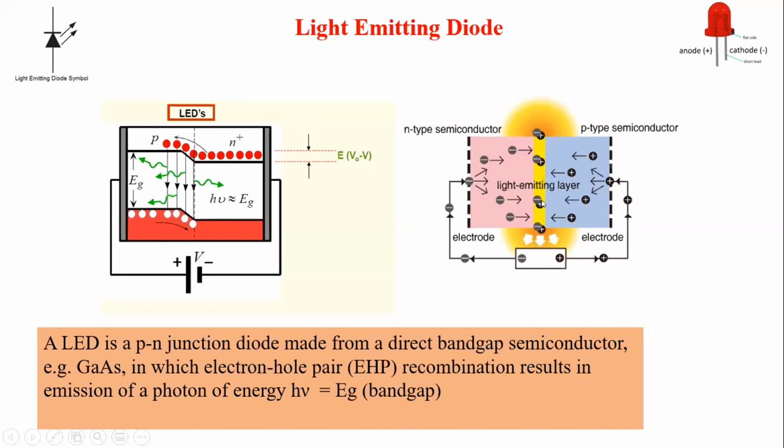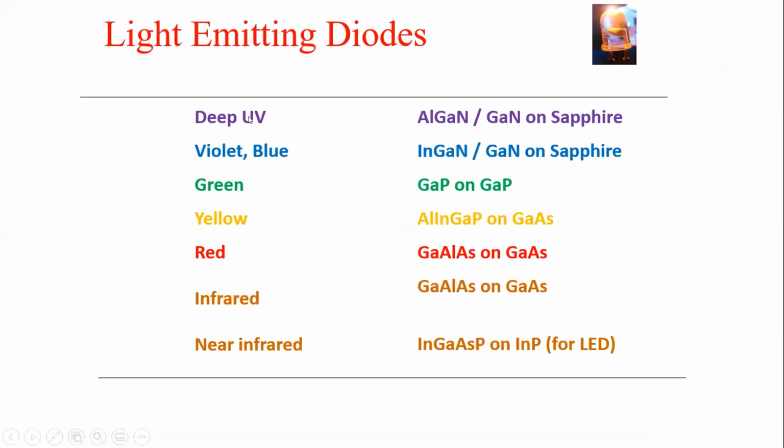Okay, so you can see here the electrons are recombining with the holes and you get light. The light emitted will be equal to the band gap of the semiconductor you choose. So for different semiconductors, you will have different light emission. So if I need different LEDs, that means I have to change the material.